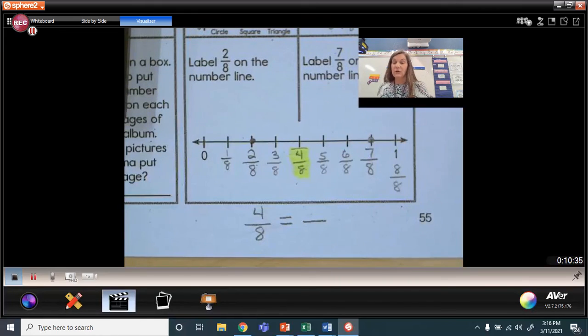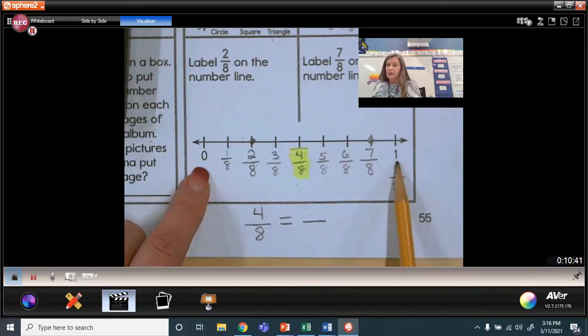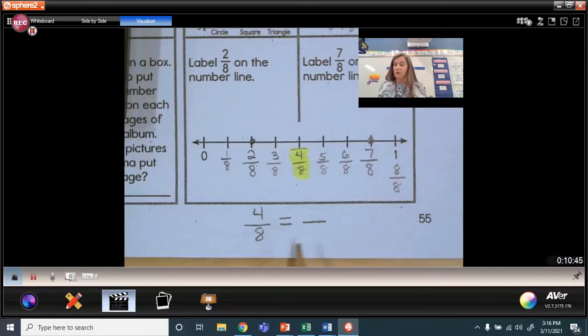And I'm just going to give you a little hint. Look at where this 4/8 is between 0 and 1. Hopefully everybody sees where it's at. So 4/8 is equal to what?